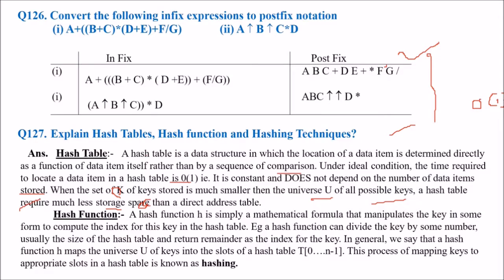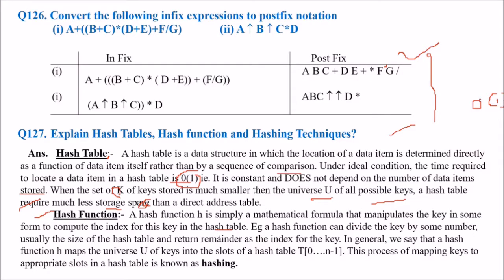Now, what is a hash function? How are you going to find the values or access the records in O(1)? For that you need a hash function. A hash function is simply a mathematical formula that manipulates the key in some form to compute the index of this key in a hash table. For example, a hash function can divide the key by some number, usually the size of the hash table, and return the remainder as the index for the key.